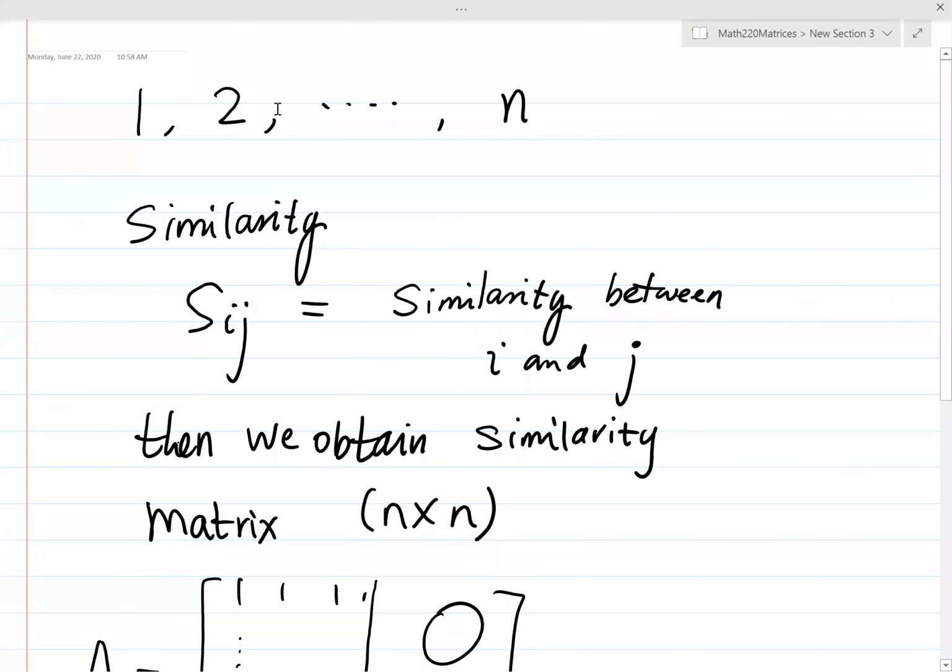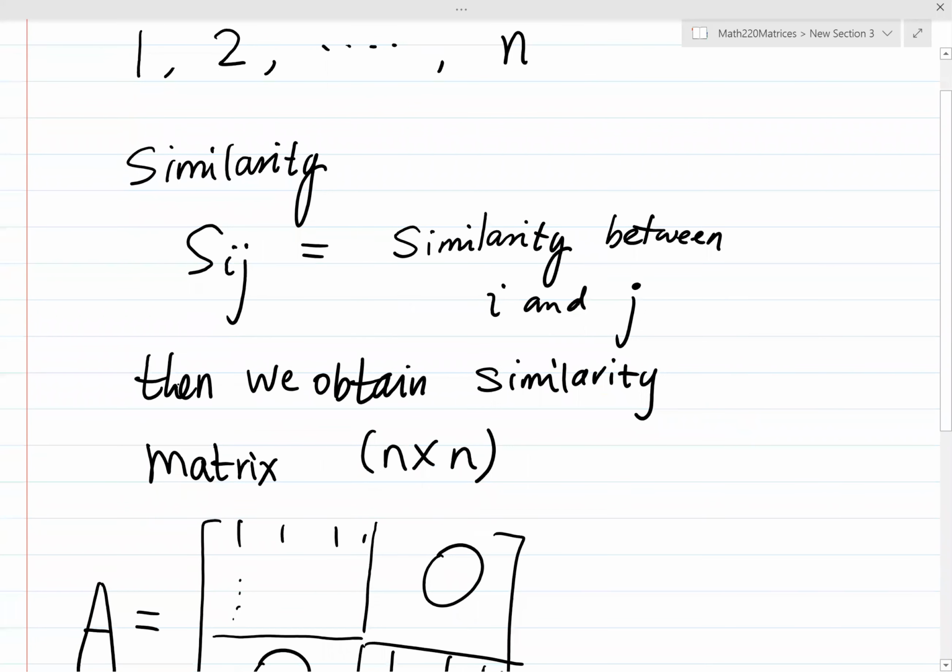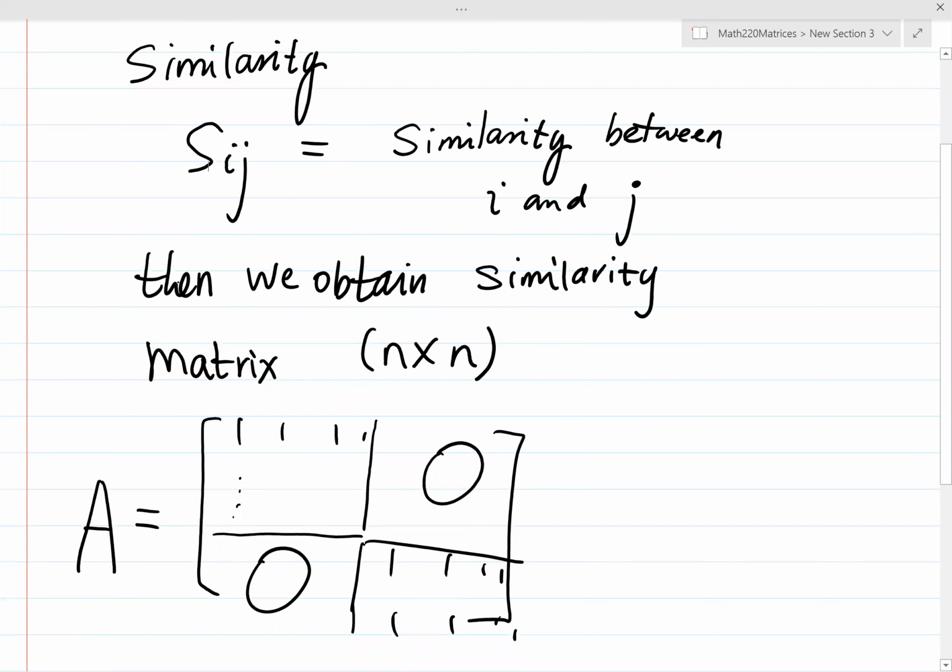So actually, we have n objects, 1, 2, 3, up to n, and we define similarity as s_ij, the similarity between objects i and j. The ideal case is that similarity is 1 if i and j are the same kind of object, like they are both tables or both chairs. Similarity is 0 if they differ too much, like one is a chair and one is a table.